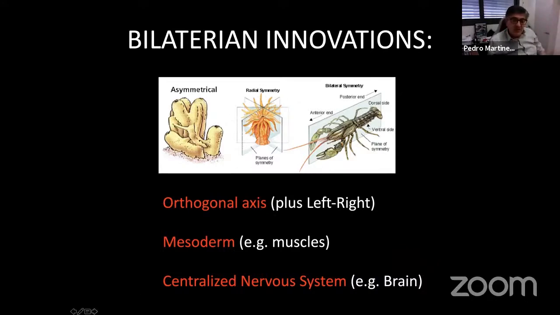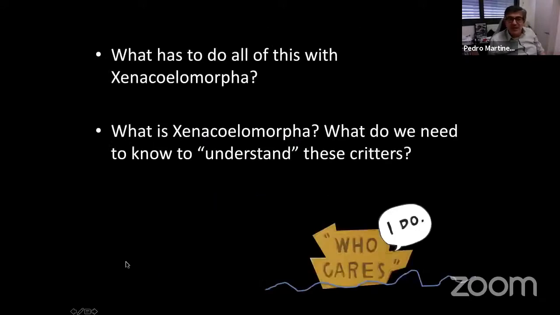And then you will say, okay, well, why is that relevant? What has all of this to do with chain oisilomorphs? But then you will understand this through the seminar. The most important thing is upfront telling you what is a chain oisilomorph, right? And what do we need to know if we really want to understand these creatures and how they inform us about the origin of bilaterality.